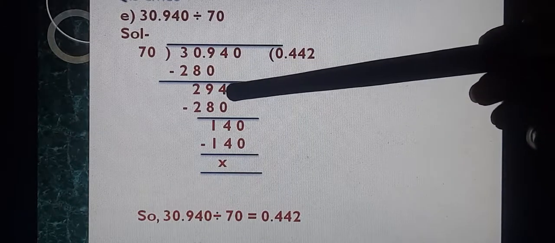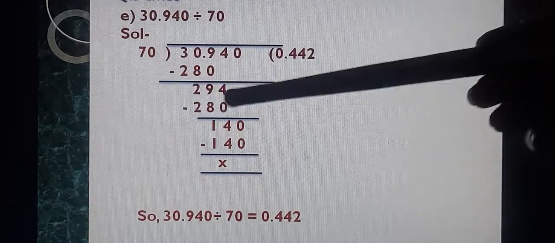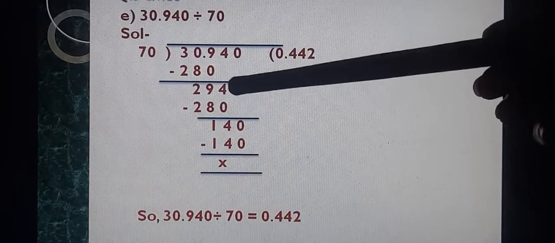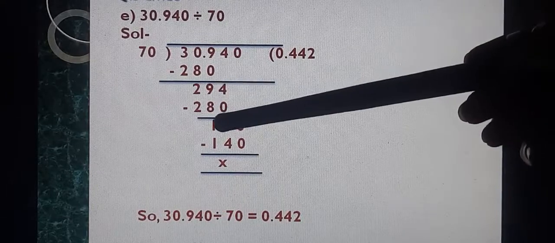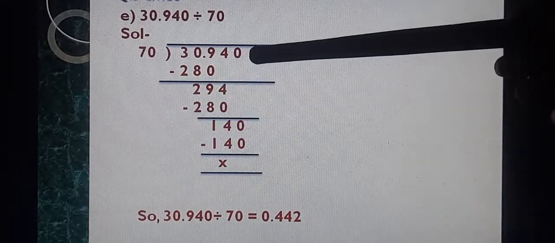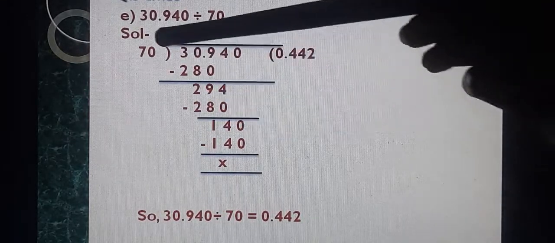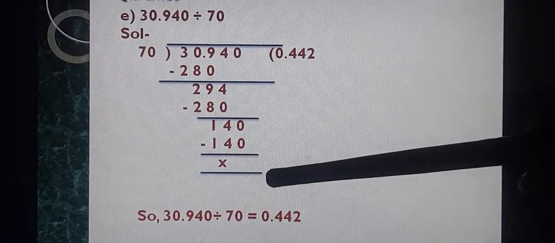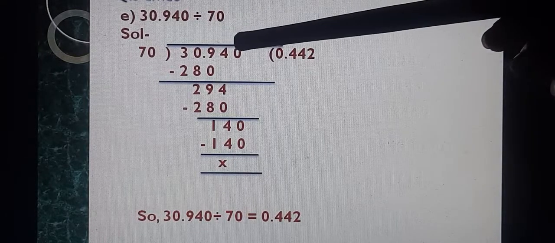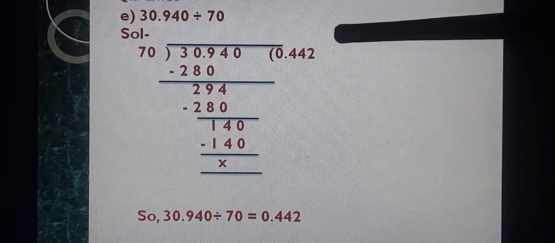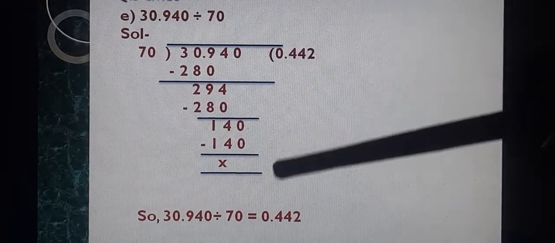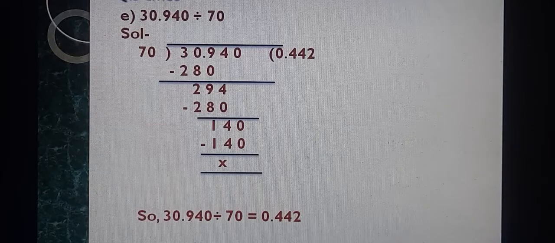29. Consider the next digit, that is 4. Now it is 294. Again 70 4s are 280. 4 minus 0, 4. 9 minus 8, 1. 2 minus 2, 0. Take the next digit 0. 70 2s are 140. No remainder is there. Division is completed. After the decimal, 1, 2, 3 digits. Start counting from the ones place. Ones, tens, 100. 3 digits. Put the decimal. So our answer has become 0.442.